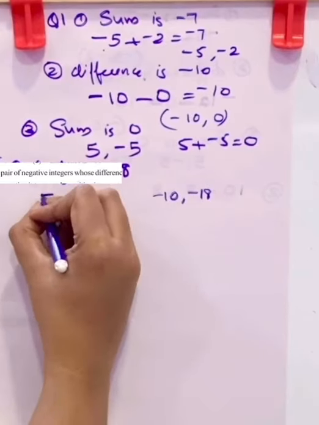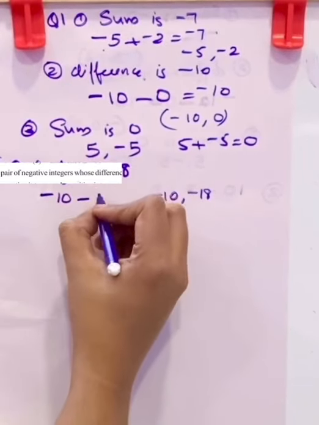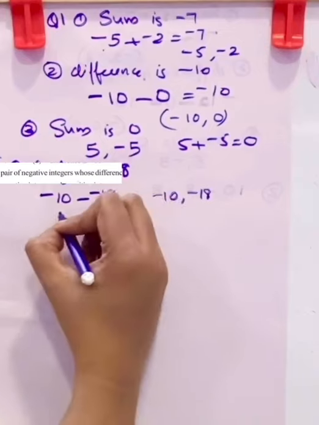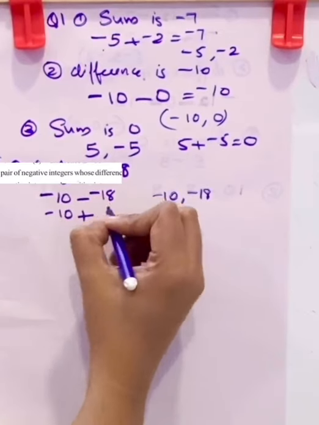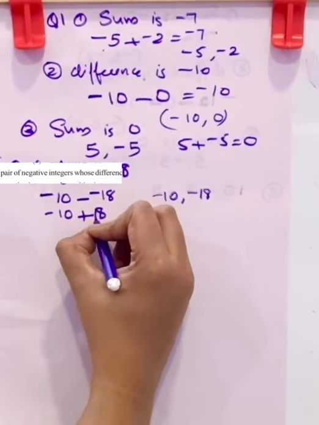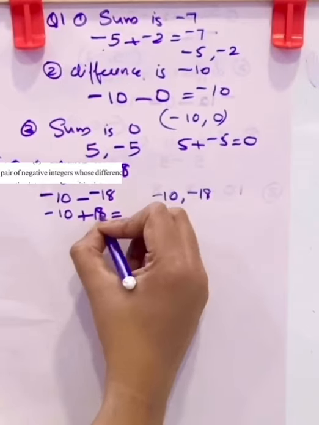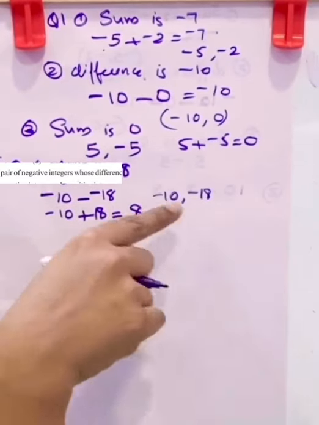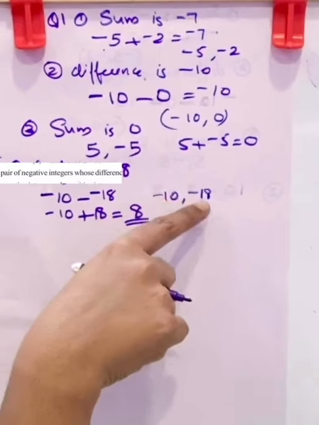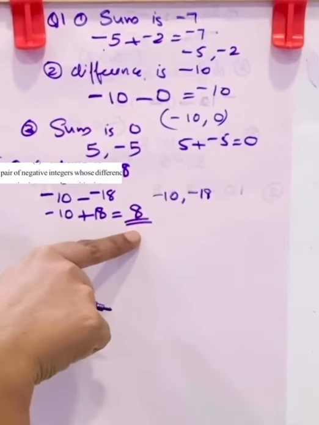Just take two negative integers, that is -10 and -18. Let us check their difference. -10 subtract -18, then it becomes -10 plus 18, and the result is 8. That is, the difference of two negative integers is 8.